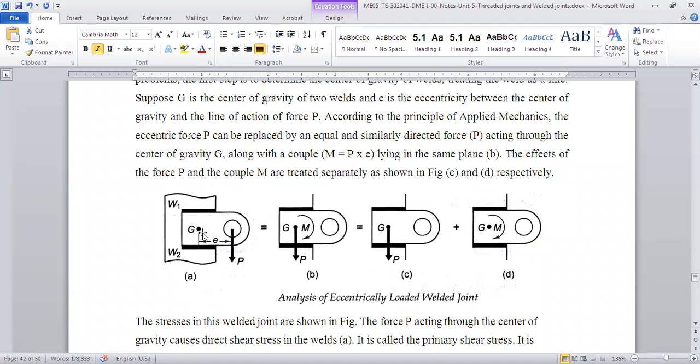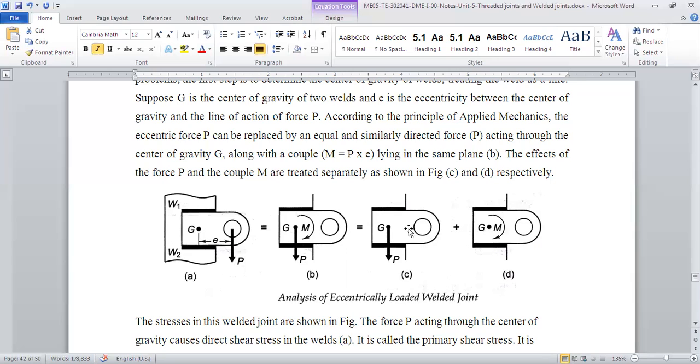So we'll have moment M. Now see, in A we have only the simple load P, which is at eccentricity E, but in B it is shown what the effect of that is. At the center of gravity we have two different kinds of loads or stresses. One is direct load P, and because of the eccentricity there will be moment M, and we have to balance both of these. Because of P there will be direct shear, and because of M there will be a moment.